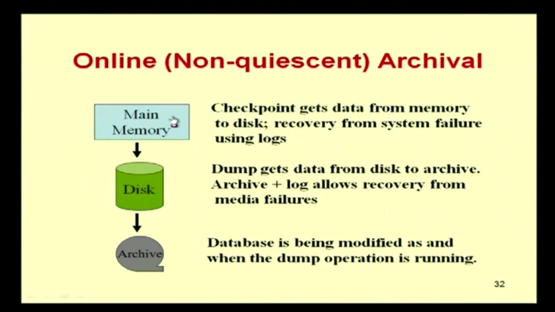So, checkpoint gets data from memory to disk, with recovery from system failure using logs. Dump gets data from disk to archive, and archive plus log allows recovery from media failures, while the database is being modified as and when the dump operation is running. So, this is how it is done. You have the archive, you have the disk and the main memory. Checkpoint gets data from memory to disk for recovery from system failure, and dump gets data from disk to archive, where archive plus log allows recovery from media failures.